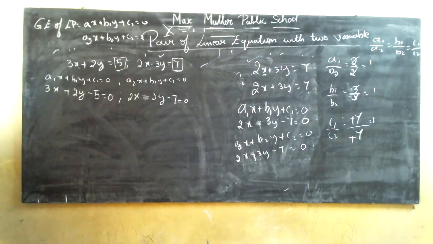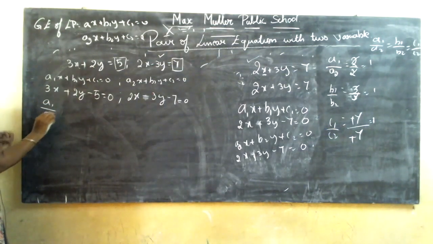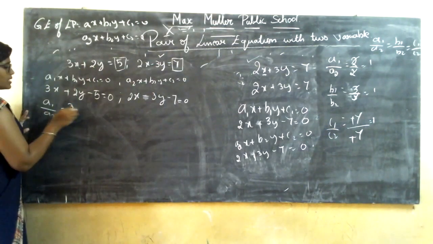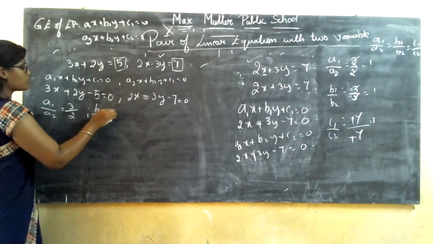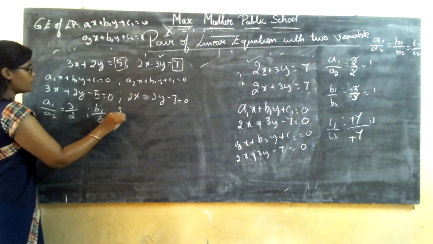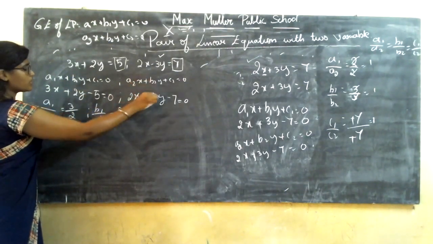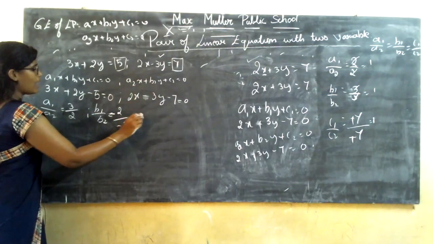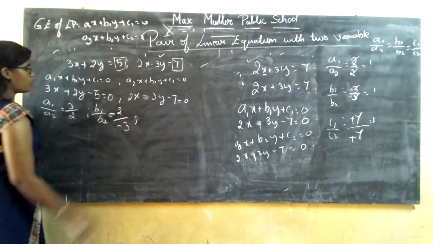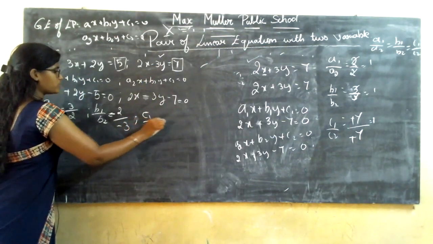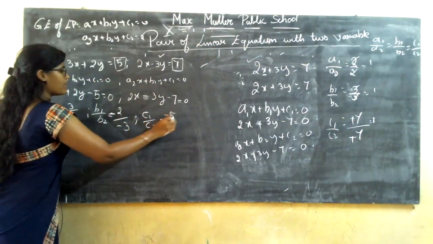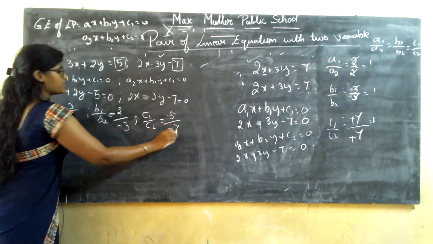Now what is the next thing you are going to do? You are going to see whether the ratios are equal or not. So it is a1 by a2. What is the value of a1? It is 3. What is the value of a2? It is 2. Then b1 by b2. What is the value of b1? Under b1 it is 2. Under b2 it is minus 3. And what is the value of c1? Under c1 it is minus 5. And under c2 it is minus 7.